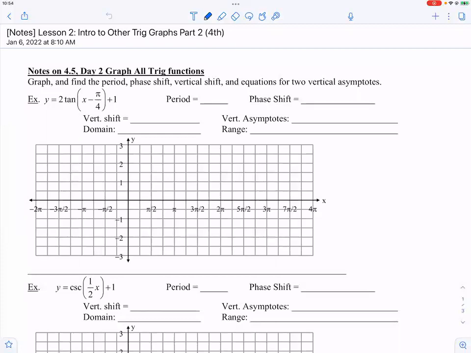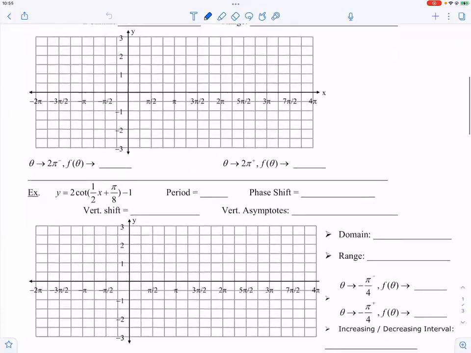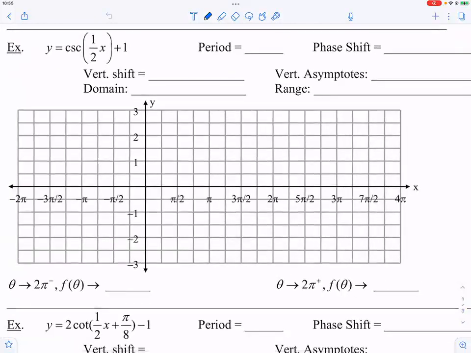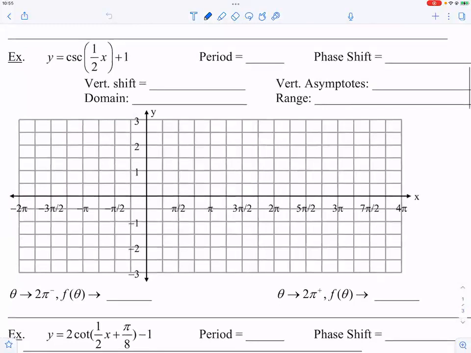Okay, so we are going to go ahead and look at the second one. Go ahead and look at the second one on the first page. So what do we have? Cosecant of 1/2 x plus 1. What information can we tell already?